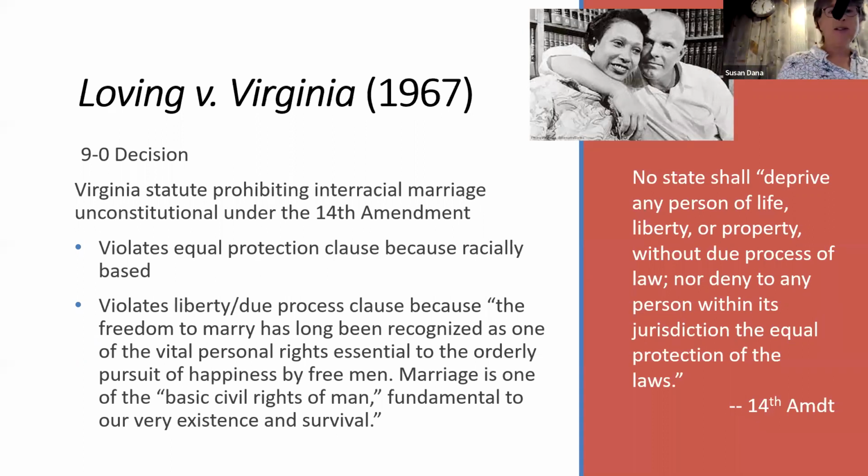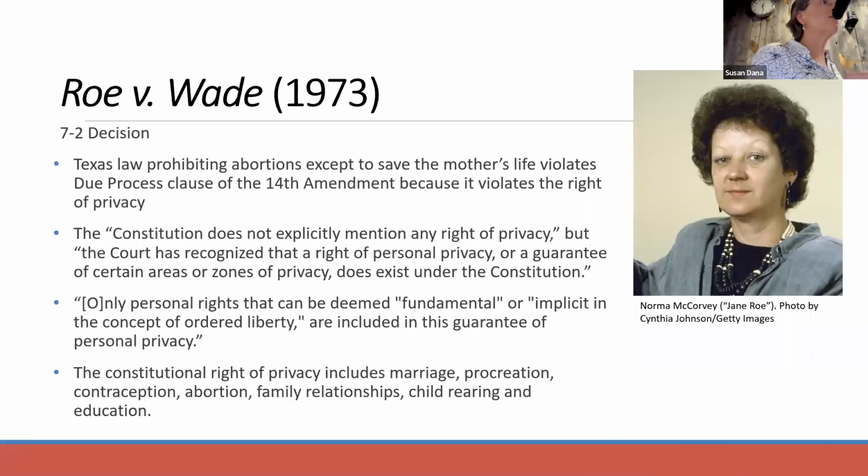Then in 1973, we get Roe versus Wade, which really brought together the Griswold privacy and the Loving 14th Amendment into a right of privacy in the Constitution. So in Roe versus Wade, there was a Texas law that prohibited abortion except to save the mother's life. And the court, by a 7-2 decision, decided that that violated the due process clause of the 14th Amendment.